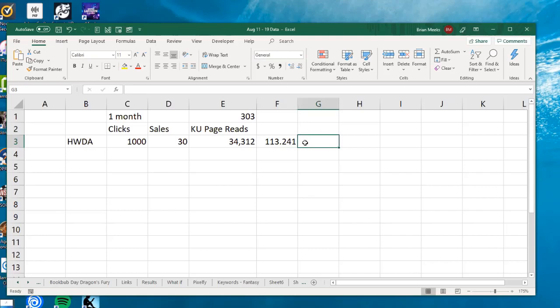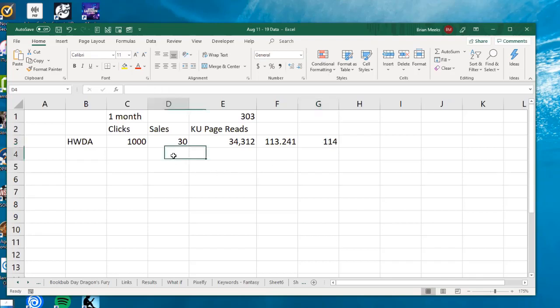So I would take this equals round up. And you don't have to actually do this in Excel. I mean, rounding up is pretty simple. But we go there, comma zero. And so we round this number up. And the number we want to use in our math is 114. Again, this is the least possible number of people that could have downloaded this book and obtained this number of page reads.